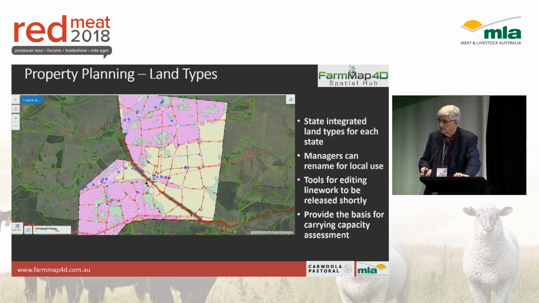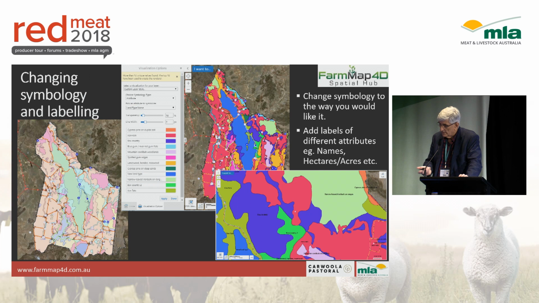For property planning information on land types, we initially put in the state government data around the country, and that's often got descriptions in there that people don't like, so you have the ability to change and put in your own descriptions of what you refer to things as, and some people like to put in better lines of where the land types are as well.